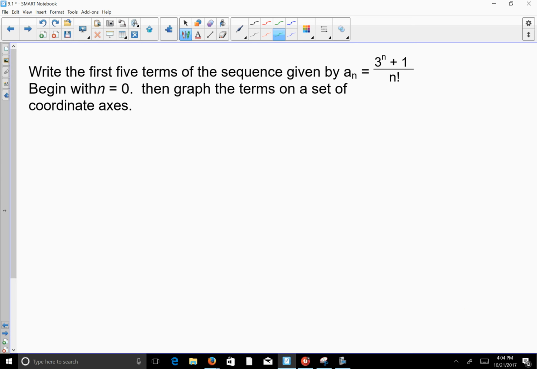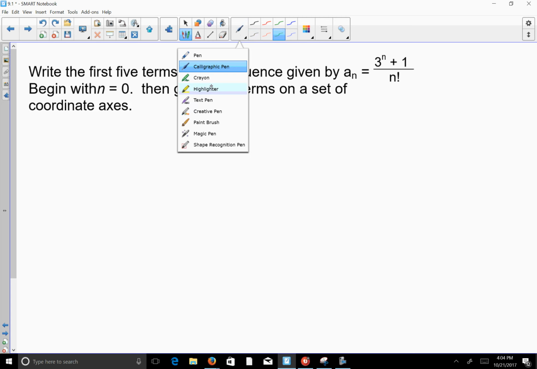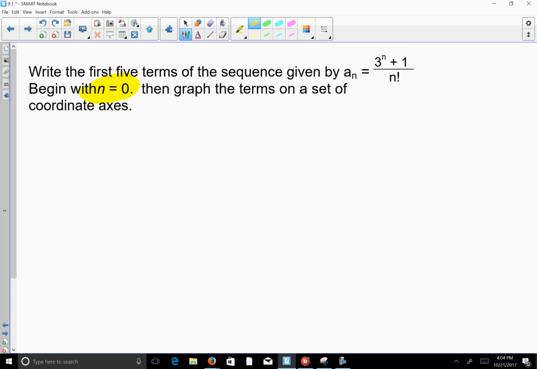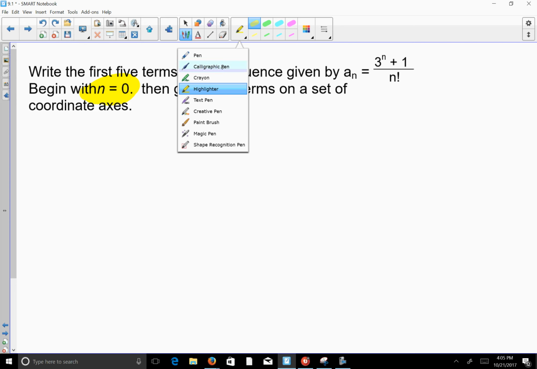All right, write the first 5 terms of the sequence given by the following formula. Begin. This is one where I told you you have to watch, because sometimes they don't want you to start with 1, and they will always tell you if they want you to start with something different than 1. Here they're saying they want you to begin with n equal to 0. So I can do that.